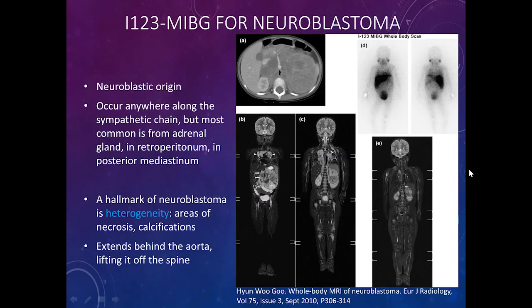Here is an example of MIBG imaging of neuroblastoma. Neuroblastoma is a tumor of neuroblastic origin. It expresses this neurotransmitter transporter on the cell almost uniformly. It's almost always positive on MIBG. Demographically, this tumor is usually seen in children.